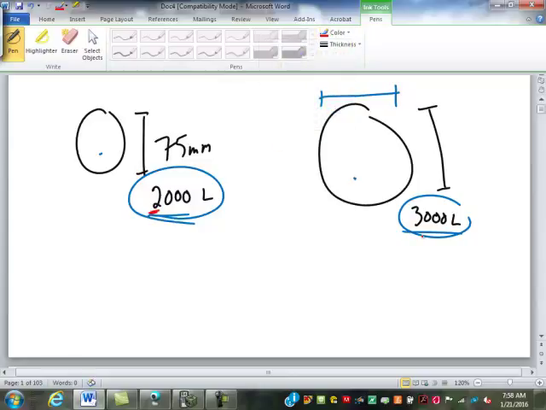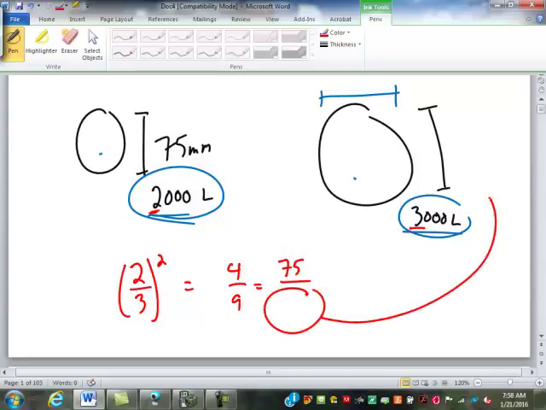So we're trying to do a 2 to 3 ratio here, going from 2,000 up to 3,000. I'm just going to reduce it to 2 to 3. We're going to square that to get a 4 to 9 ratio. And the 75 millimeters goes with the smaller one, the 4. So 9 times 75 divided by 4. Make sense? That gives you the diameter of the new pipe.